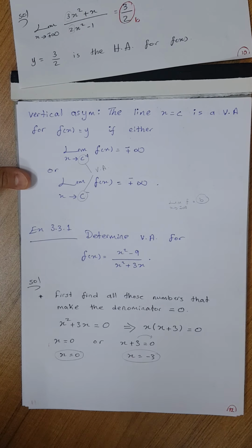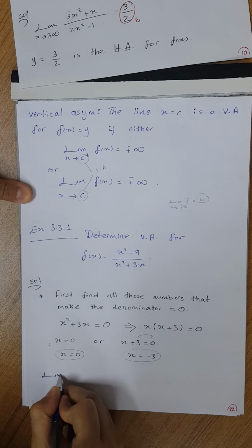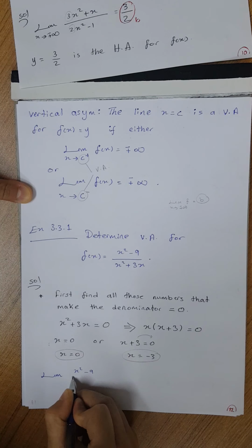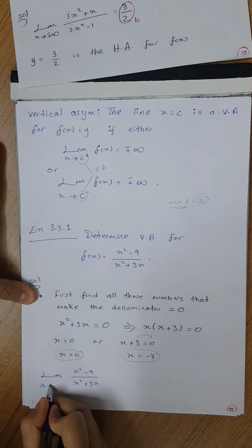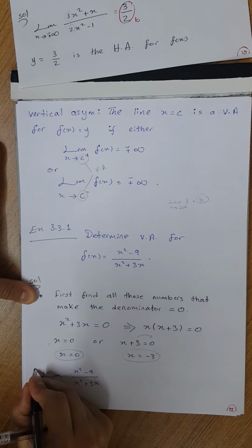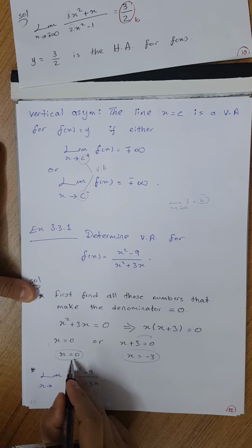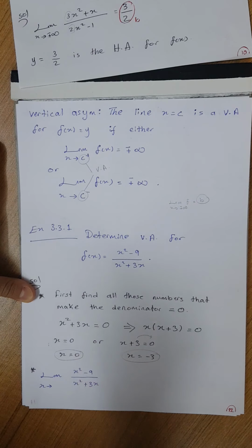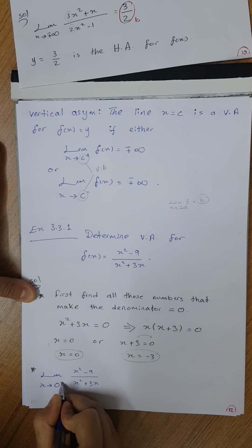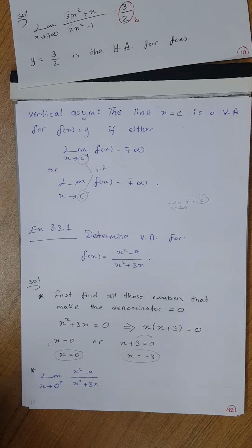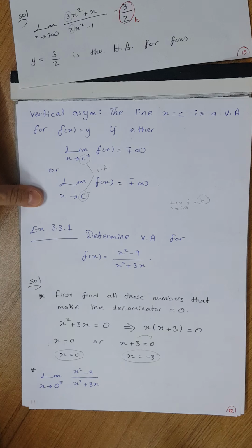Okay, so let me find the limit of the function as x is approaching 0. Limit of the function x squared minus 9 over x squared plus 3x as x is approaching, that's the second step, okay? That was the first step, finding the numbers, and then the second step, I'm finding the limit of the function as x approaches those numbers. Okay, first we said 0, so I'm approaching 0 from the right and from the left. Okay, let's solve that limit.